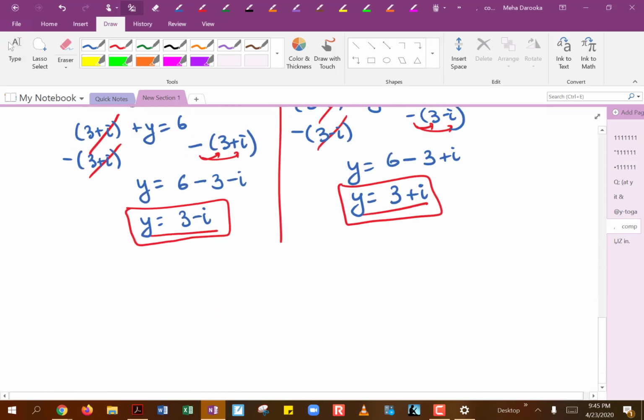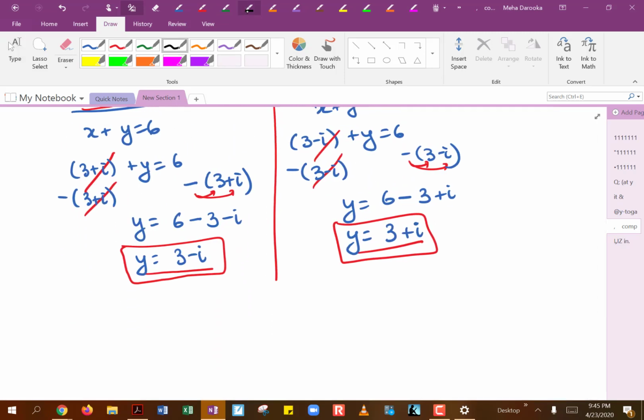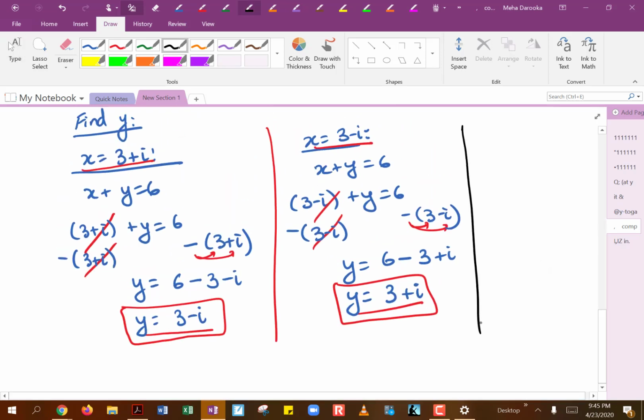Now to do one final check, since we know it works with the addition, if you wanted to do a check with the product to make sure they multiply to give us 10, you are taking 3 plus i, multiplying it with 3 minus i.